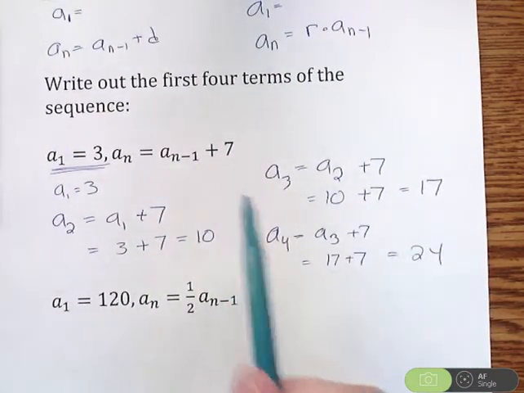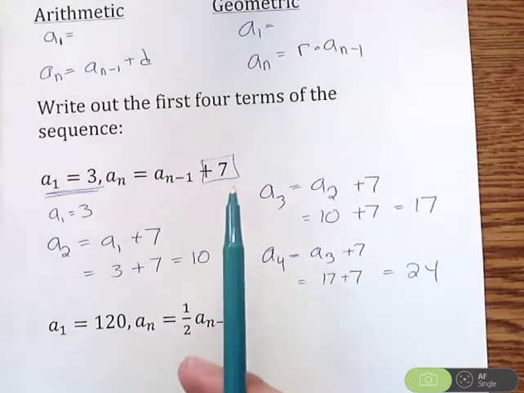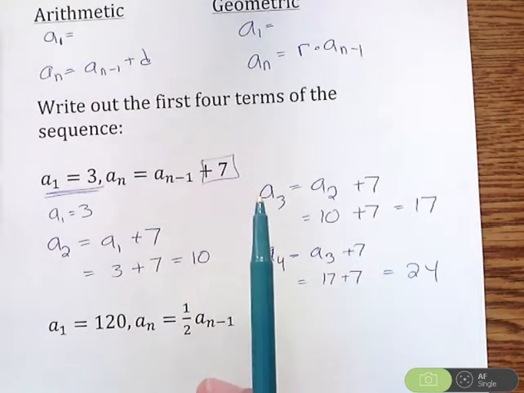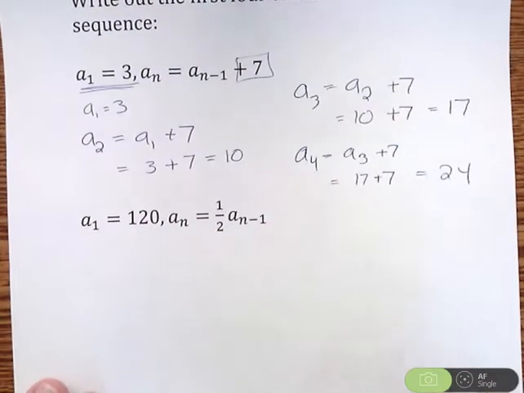So that was an arithmetic sequence. Notice how I had this piece, the plus 7. When you add 7 every single time, that's an arithmetic type sequence. So moving on to a geometric one.